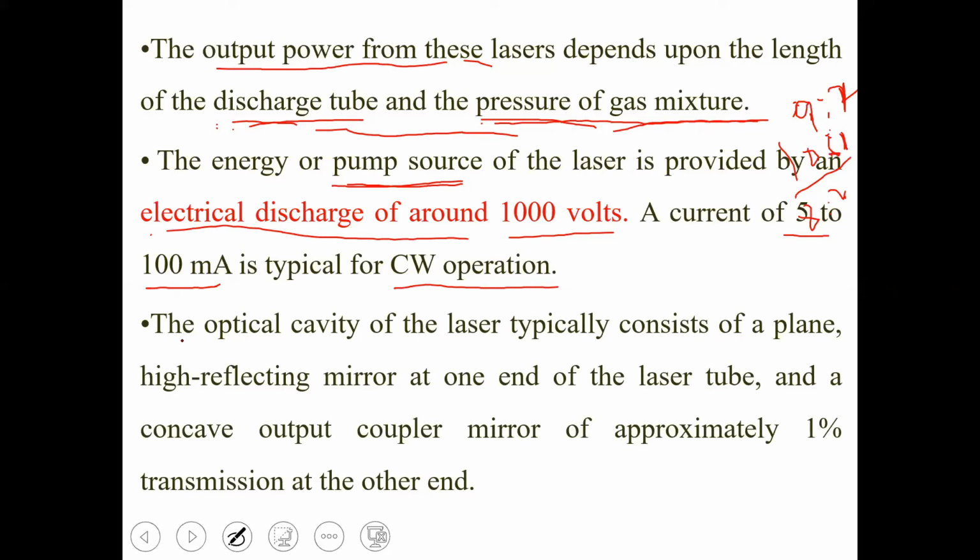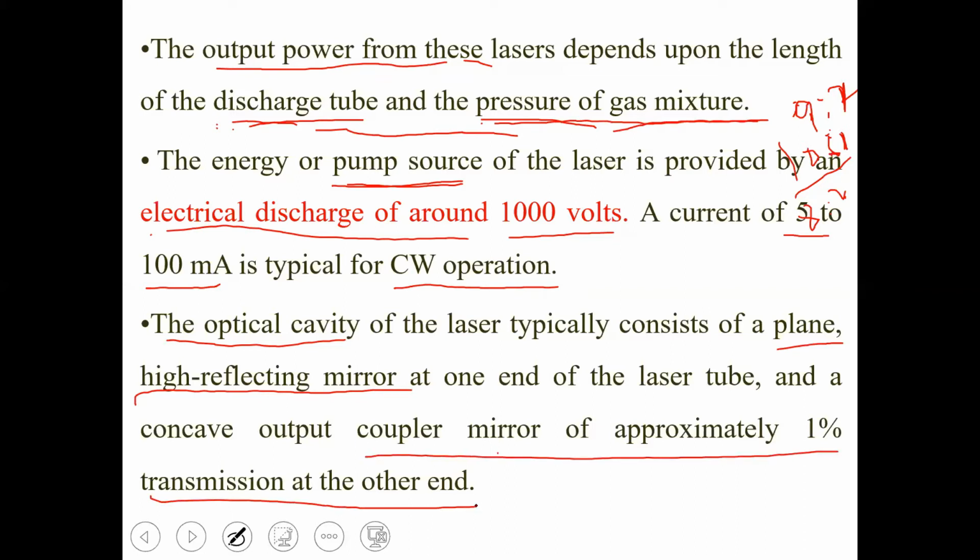The laser has three different components. One is the active medium, which is the helium neon gas mixture. The pumping is electrical discharge. The last one is the optical cavity. In the optical cavity, one side is a highly reflecting mirror and the other side is a partially reflecting mirror, with about 1% transmission at the other end.